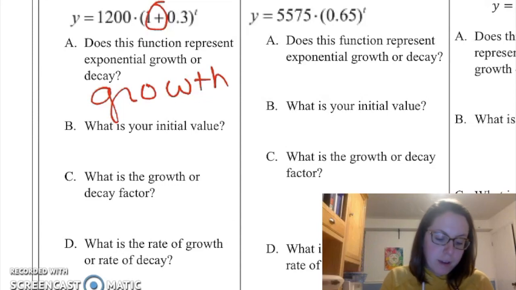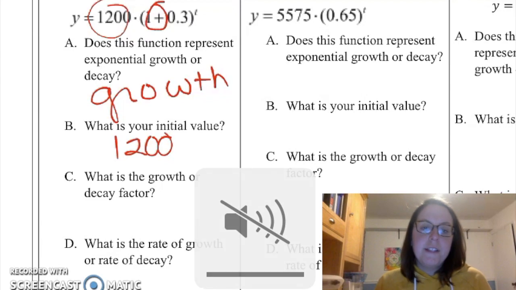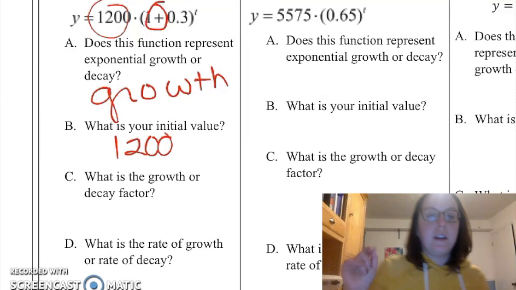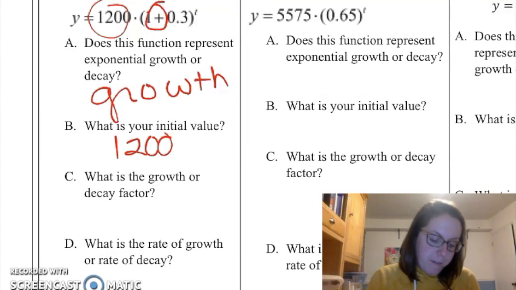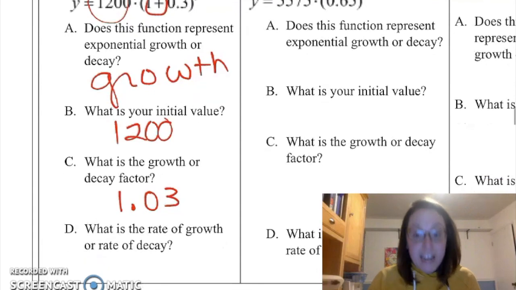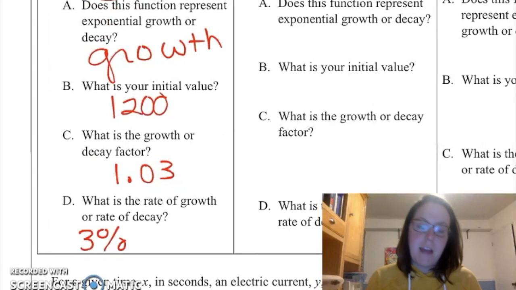What's the initial value? Remember, that's always here. And what is the growth or decay factor? So 1 plus 0.03, my growth factor is 1.03. Now what is the rate? That would be 3%, right? 3%.